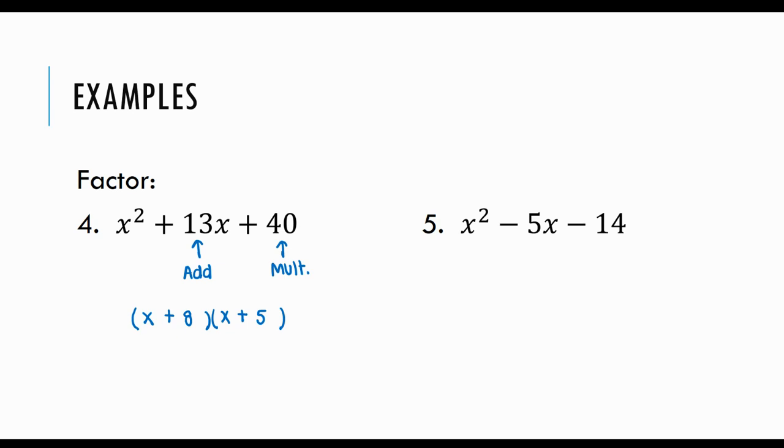Now, if you have the 5 and the 8 switched around, that's perfectly fine. It's multiplication, so order of how you decide to multiply those two doesn't matter. So this would be my final answer.